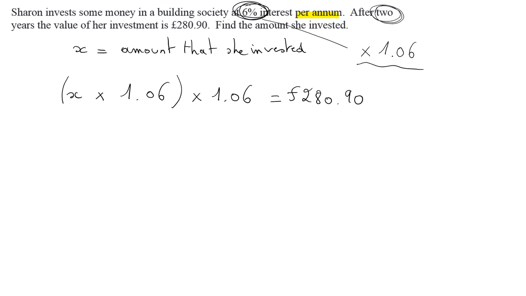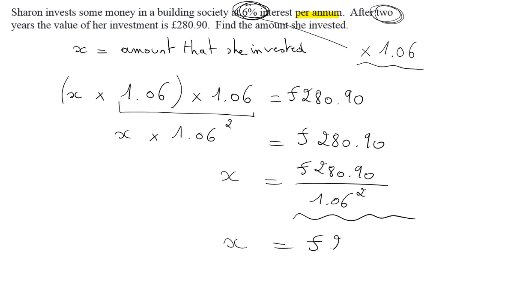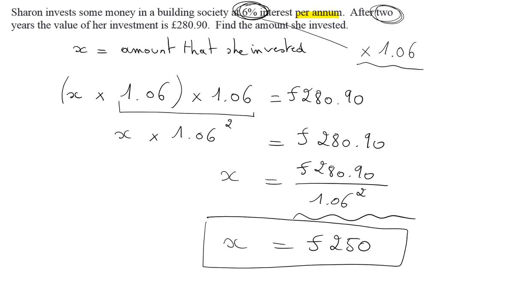So now I'm looking for X. I'm going to simplify this. I can just remove the brackets, it's not necessary. X times 1.06 to the power of 2 is equal to 280.90 pounds. So X, my original amount, is going to be 280.90 divided by 1.06 to the power of 2. Don't forget the power of 2. So my original amount that I actually invested, put this in your calculator, guys. Don't do this in your head. We don't expect you to do that. So X is going to be 250 pounds. So what is the amount she invested? Well, originally she invested 250 pounds. Be careful with exercises like this. Read your questions very carefully, guys, and good luck with the exercises.